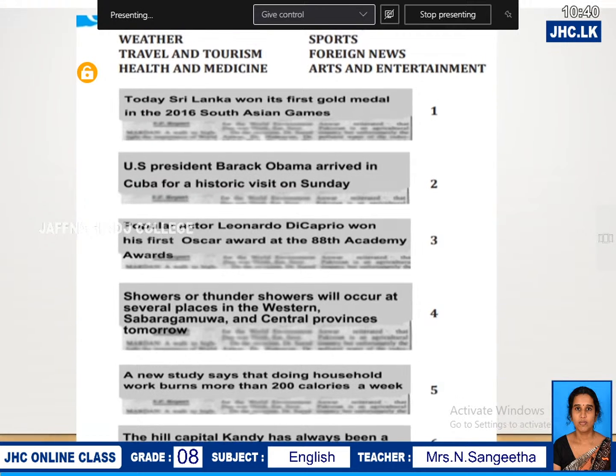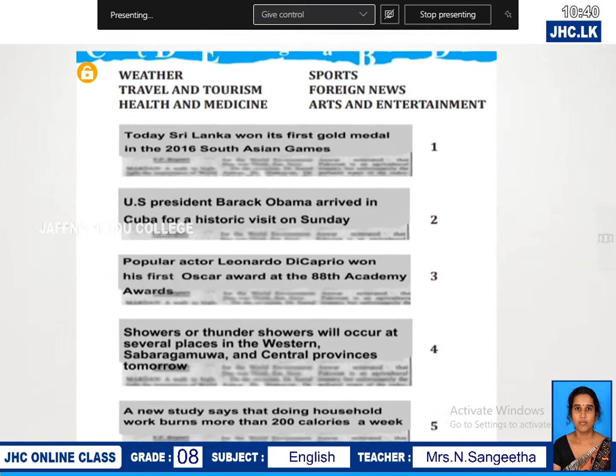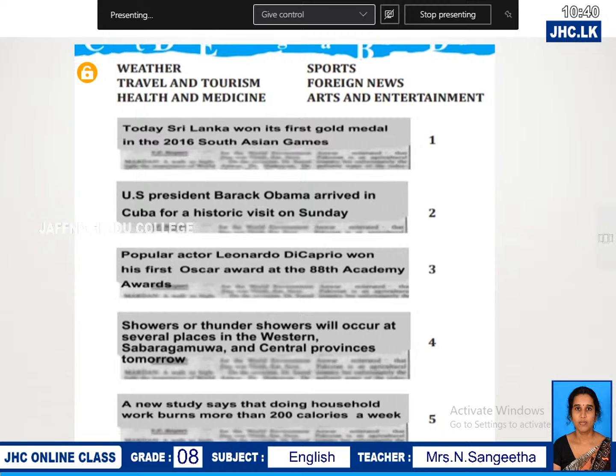In your book, look at your book, there are some headlines of the news. You have to match them into the certain category. Whether அது என்ன category வரப்போகுது. Whether travel and tourism, health and medicine, sports, foreign news, arts and entertainment. These are the categories they have given you. You have to find out which headline goes under which category. எந்த headline இந்த categoryக்கு போகுதுன்றதை நீங்கள் கண்டுபிடிக்க வேணும். Go through the headlines first.